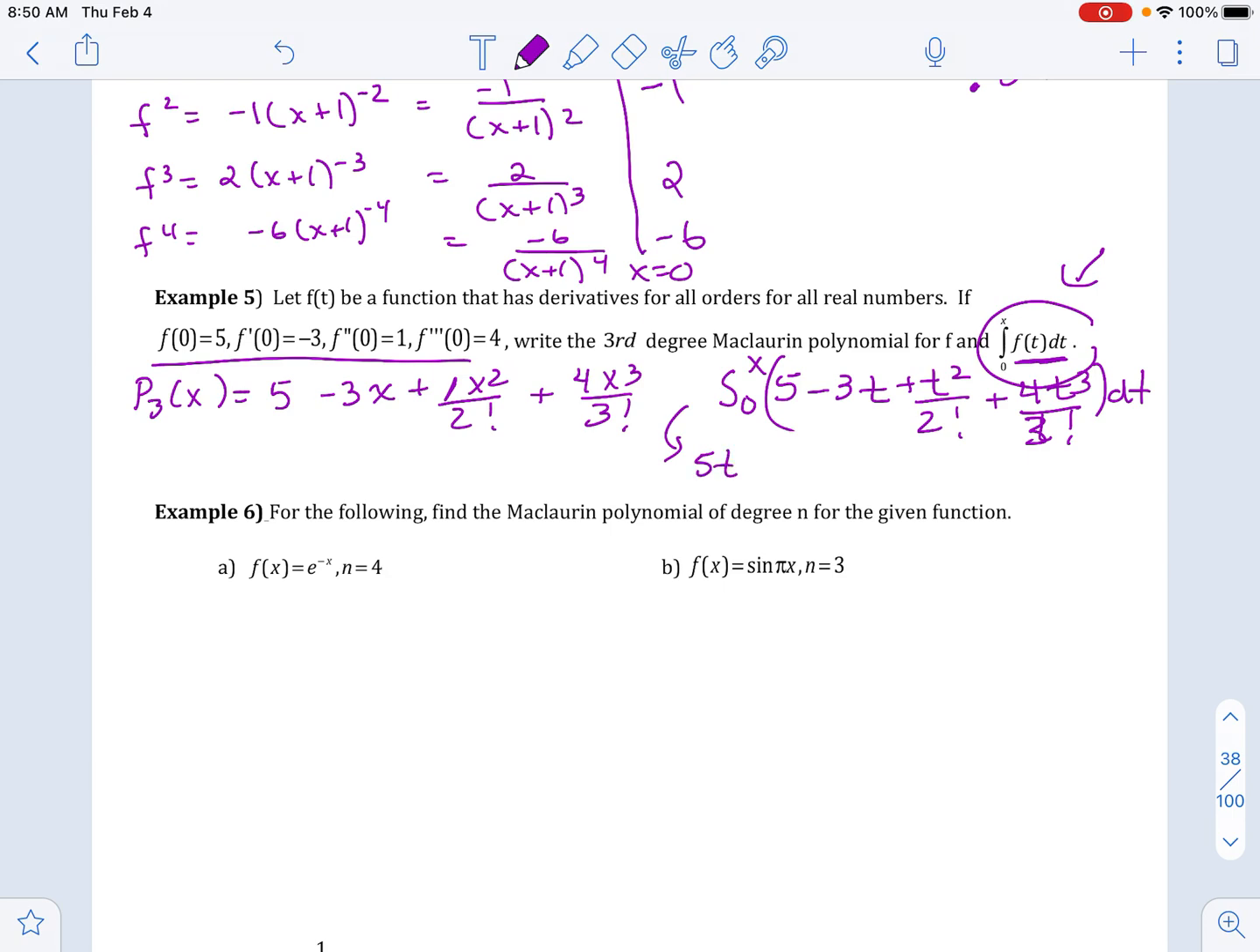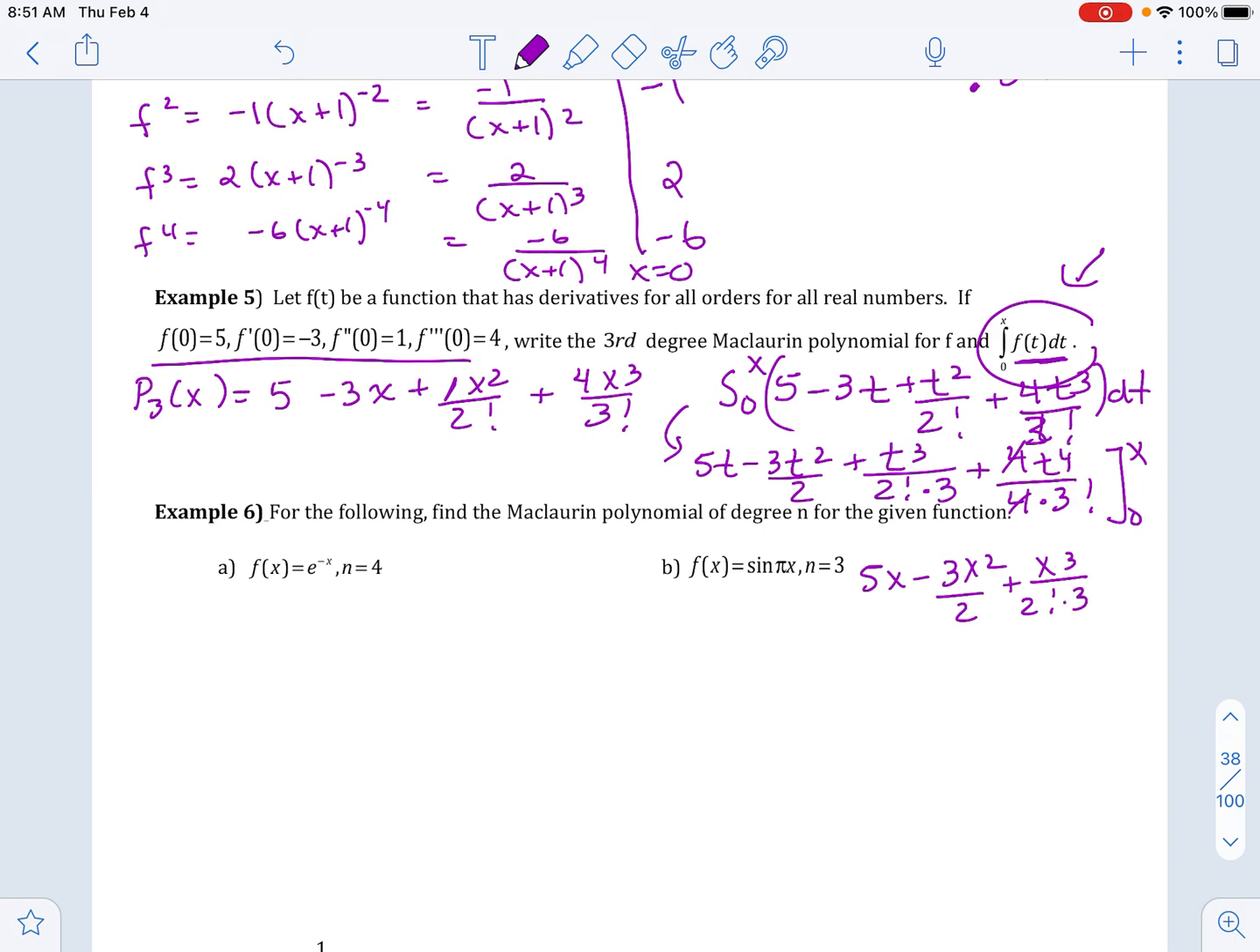So this is 5t minus 3t squared over 2 plus t cubed over this plus 4t to the fourth over 4 times 3 factorial, and we're going to go ahead and plug in the bounds, and you can go ahead and simplify a couple things here. So I end up with 5x minus 3x squared over 2 plus x cubed over 2 factorial times 3 plus x to the fourth over 3 factorial, and then everything else becomes 0. So this would be the antiderivative of this.